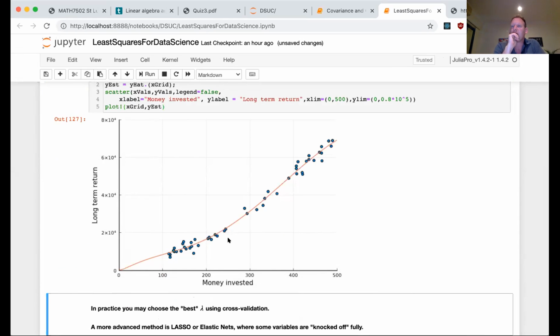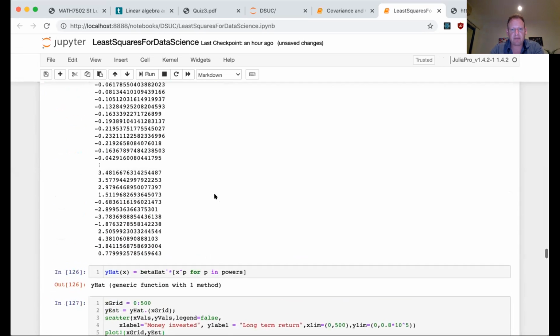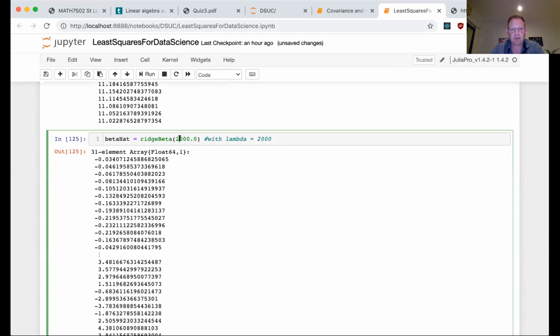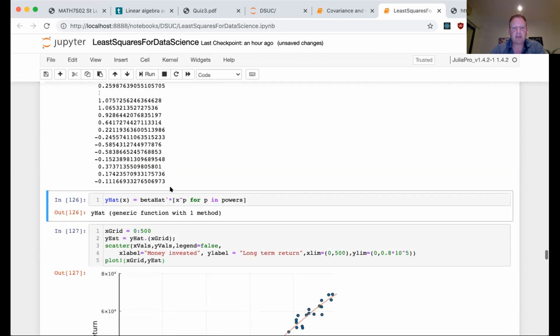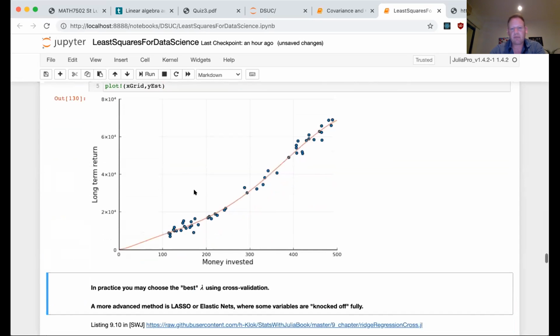Now, your question at this point might be, hey, how do you choose this lambda? If I had done this not with 2000 but with 100,000, I'm going to get different estimators, and a different model. These models might look similar, but they're different. So how do I choose the lambda?